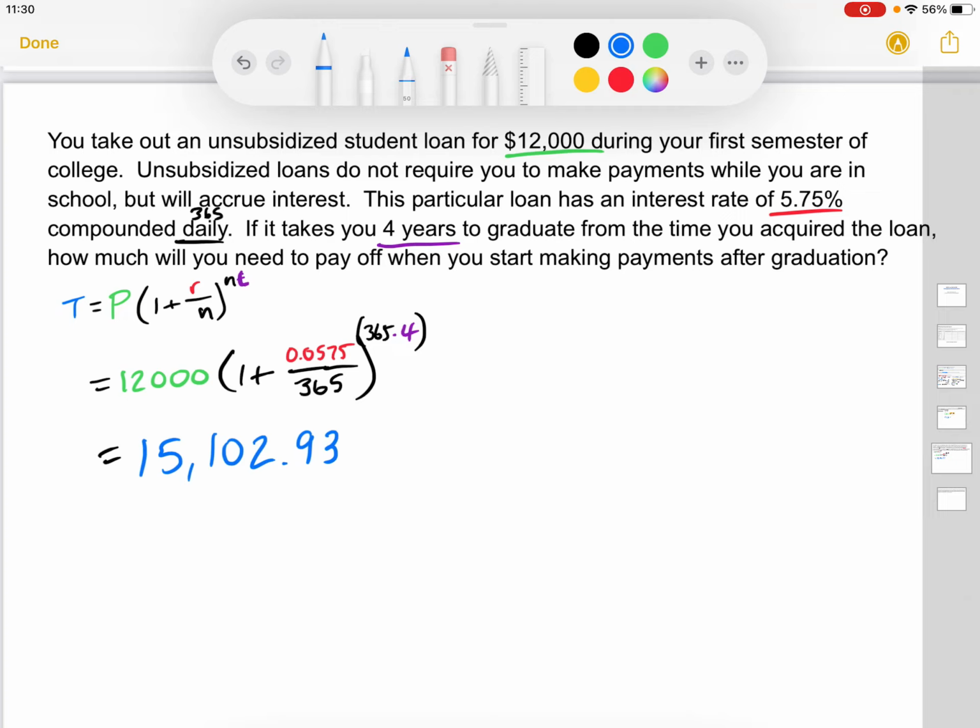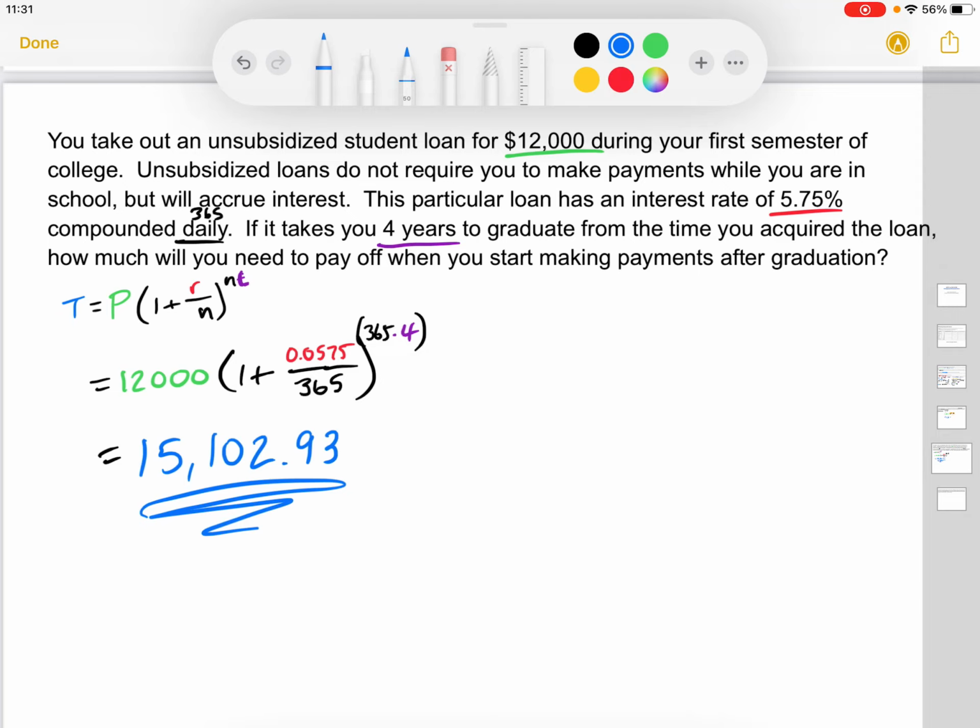So you can see that in 4 years, you're going to have accrued over $3,000 in interest just by the loan kind of sitting there and not being paid down at all. So that's how much you would owe starting after graduation.